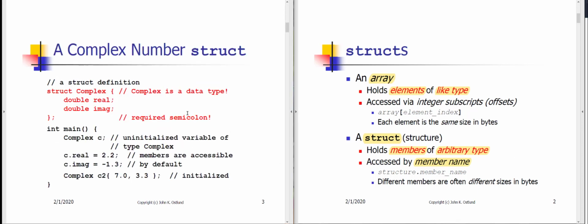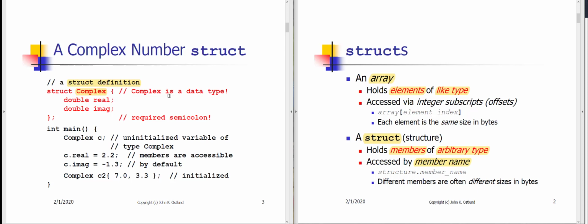So here is an illustration. This is a structure definition for complex numbers. We say struct complex. So complex is a data type that we're defining here, basically. And what we're saying is that each complex structure has two components, two members. The first is called real, and its data type is double. The second is called imag, and its data type is also double.